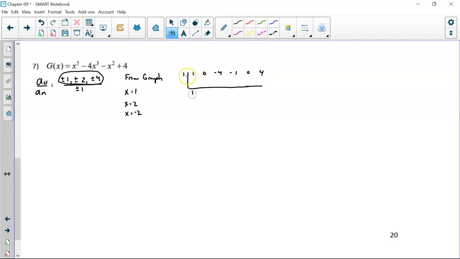Bring down the 1. 1 times 1 is 1. Add, you get a 1. Multiply, you get a 1. Add, you get a negative 3. Multiply, you get a negative 3. Add, you get a negative 4. Multiply, you get a negative 4. When you add, you get a negative 4. Multiply, you get a negative 4. And the remainder is 0, which is good.